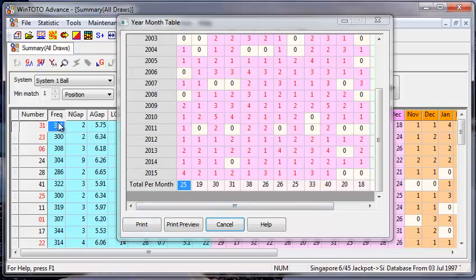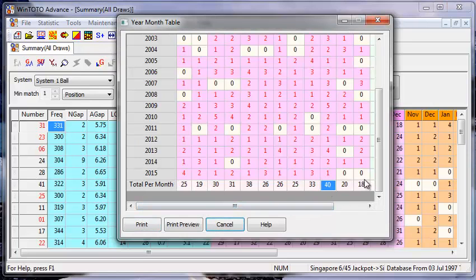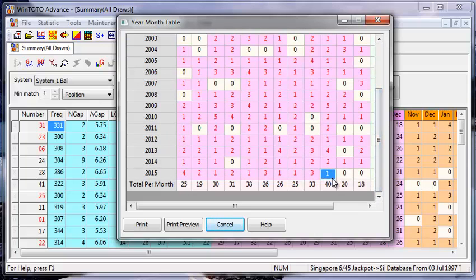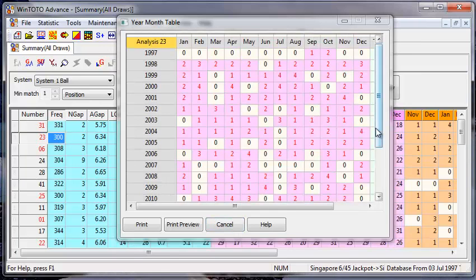I click on 31. I click on this thing called the year-month table. When we say 31, number 31 has appeared a total of how many times? 40 times. How to know? It's very simple. All the way from 1997, 0 means no hit, 2 plus 3 plus 2 plus 1, all the way add up together. Including October 2015 which just appeared, in total it has appeared 40 times. That is what we mean by 40: as far as number 31 is concerned, it has appeared in total 40 times.